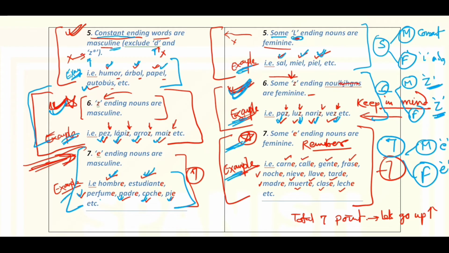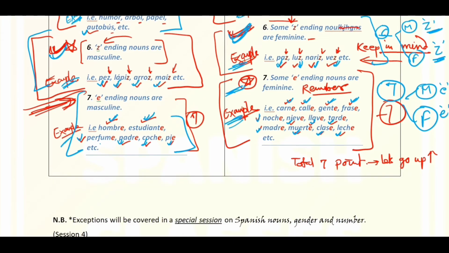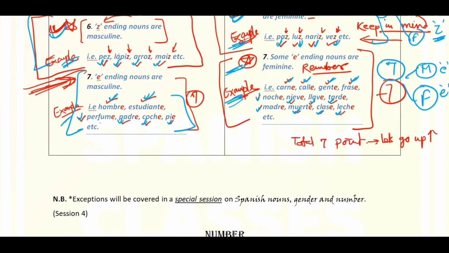Feminine side now. Examples are carne, calle, gente, frase, noche, nieve, llave, tarde, madre, muerte, clase, leche, etc. These are 7 points done.